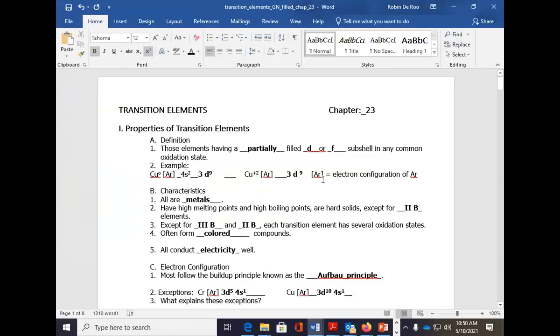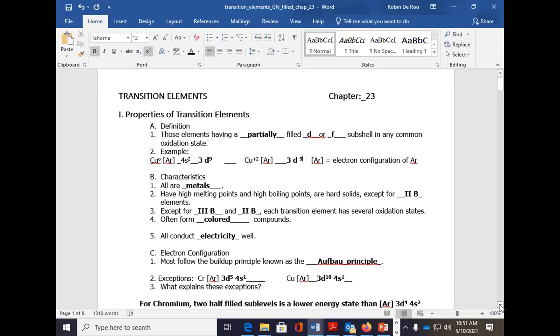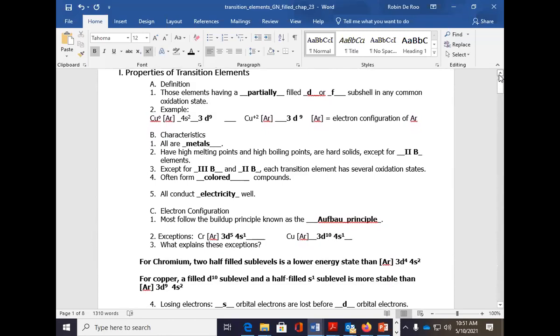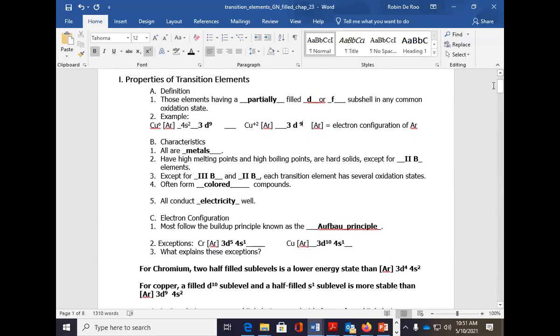Okay, so they discussed the Aufbau principle, which is the filling up. And then we said we've got exceptions. And so if we're trying to understand the exceptions and explain them, this is the why of it. For chromium, to have filled sublevels is a lower energy state than having the S filled. For copper, a filled D sublevel and a half filled sublevel is more stable than having the S filled.